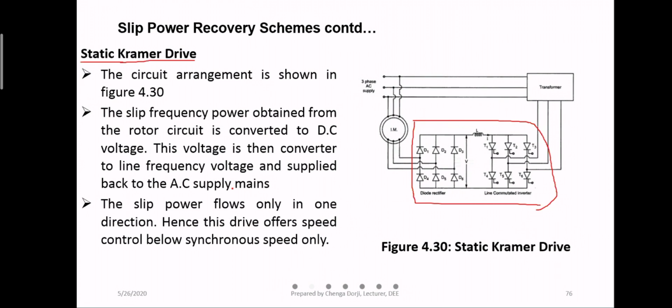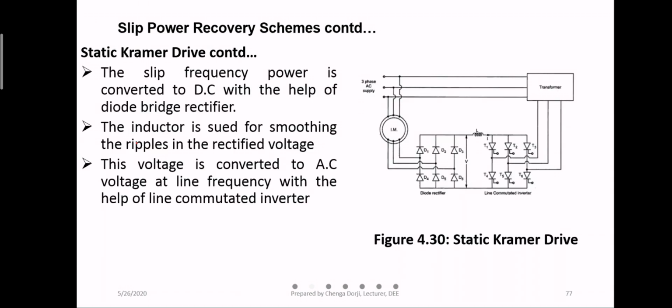Speed control: in this case, the slip power flows only in one direction. Hence, this type will offer speed control only below the synchronous speed. This is the main drawback. The static Kramer drive will be able to control the speed of the induction motor below synchronous speed. If you want to control the speed above the synchronous speed, then this system is not applicable. Okay, so this is what we have.